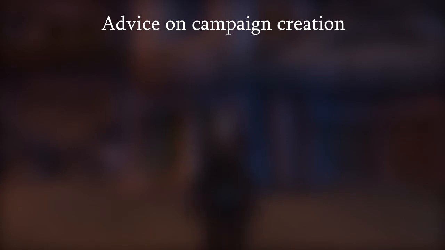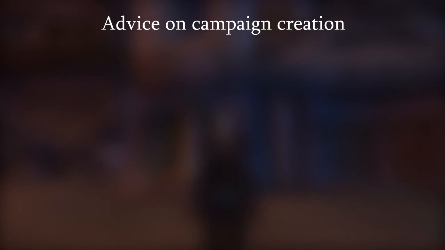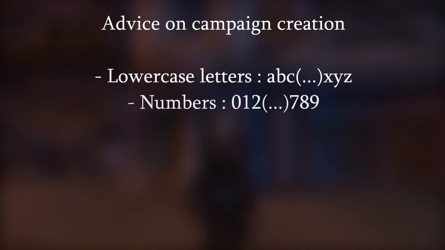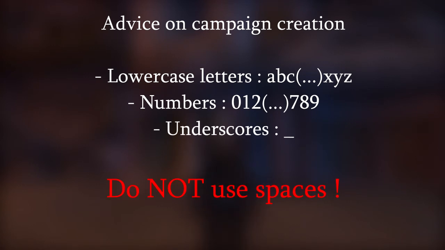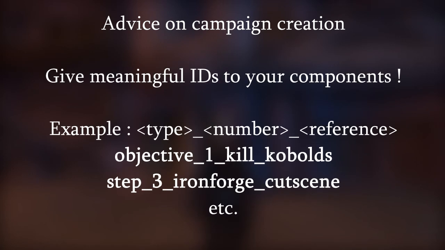Every component in the campaign is referred to by its ID, which is a unique identifier that the player won't see. It is important that you name them upon creation and never change it afterwards, or it could break your campaign. It is common practice to only use lowercase letters, numbers, and underscores to name your IDs, but do not use spaces. Try to give your components meaningful IDs, so it's easier to know what ID refers to what component.